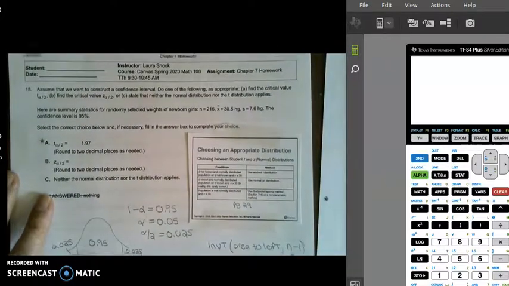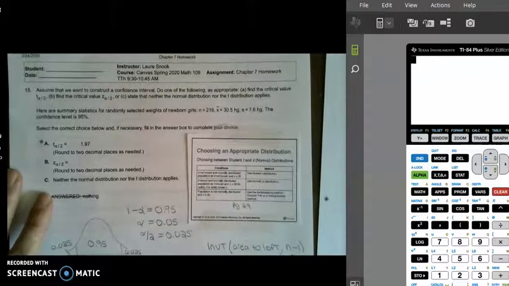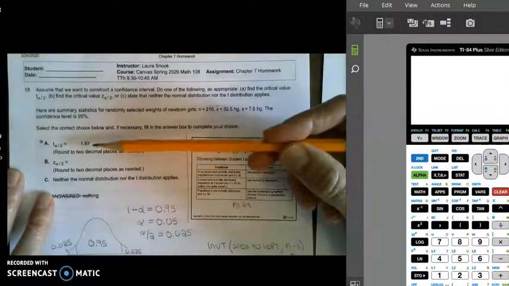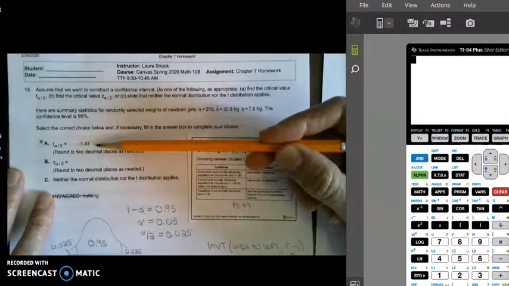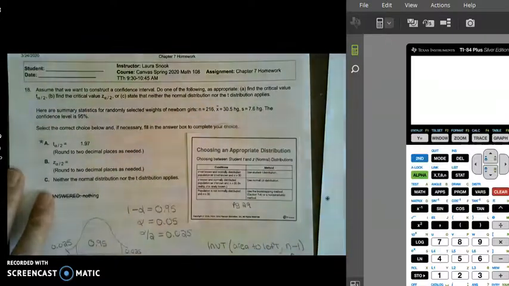Hi, I thought I would do another one from Chapter 7 homework. This is just number 18 from your homework, but I think there's about 2 or 3 in the homework like this. And I thought this one was the best one because it also talks about the student T curve. For this one, they're pretty much asking you, are you using the student T or the standard normal curve? That's what they're asking you in this section.